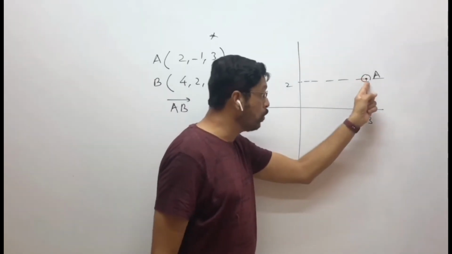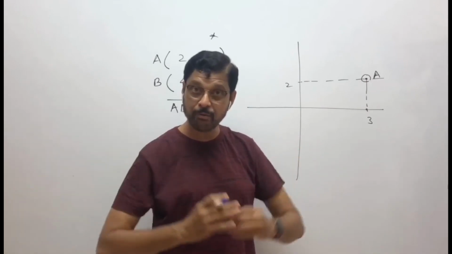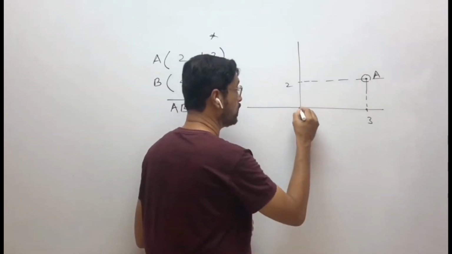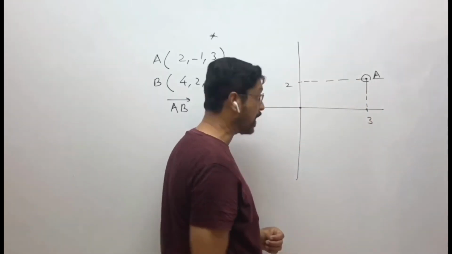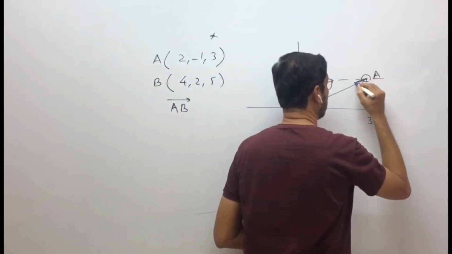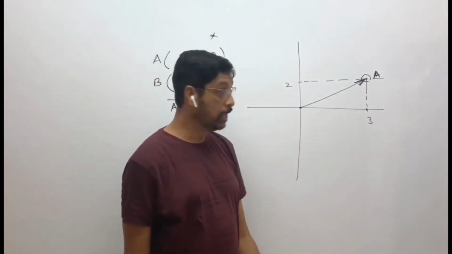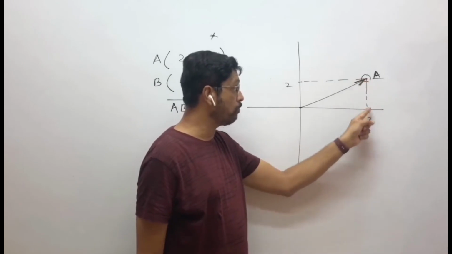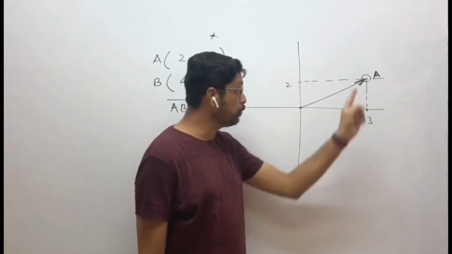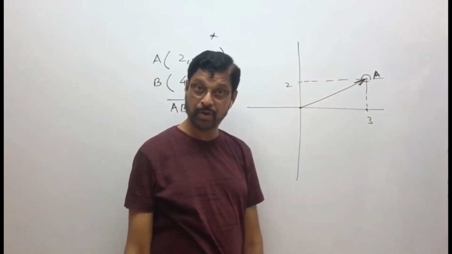And if you can locate that point, you can draw its position vector. You remember position vector, right? Vector drawn from origin to the position of the particle. So you can draw the position vector of point A. So if you know the coordinates of point A, you can locate the point. And if you can locate the point, you can draw its position vector.